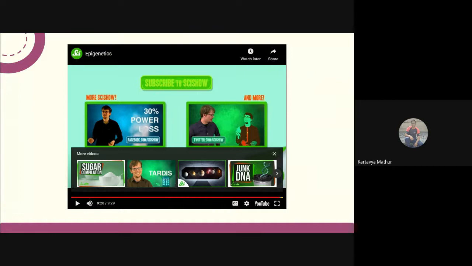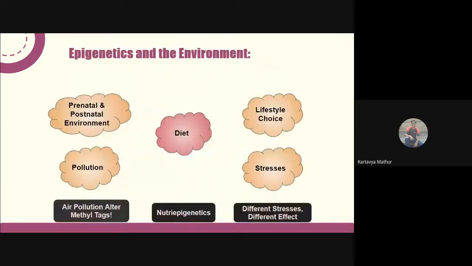The whole point of showing this video was to revive that all the diseases which we inherit from our parents, like diabetes or obesity, are all due to misplaced epigenetic tags. And as the video mentioned, certain types of environmental factors also affect the epigenetics of a person. And we will be going through that now.